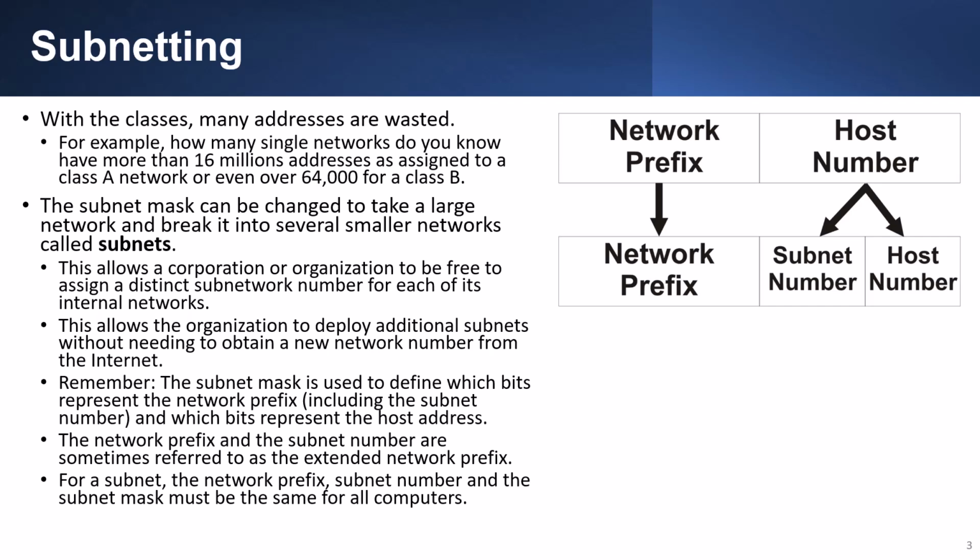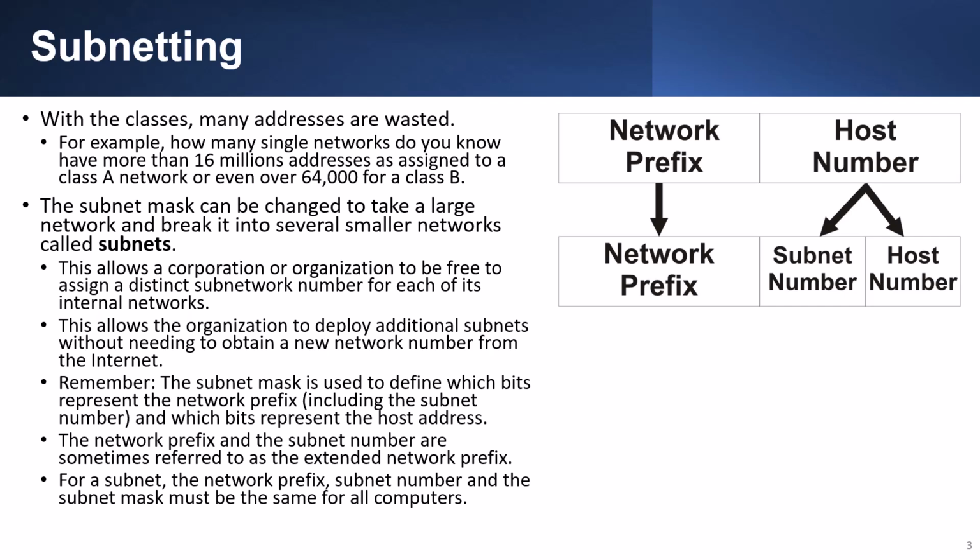With the classes, many addresses are wasted. For example, how many single networks do you know that have more than 16 million addresses, as assigned to a Class A network, or even 64,000 for a Class B? The subnet mask can be changed to take a large network and break it into several smaller networks called subnets. This allows a corporation or organization to assign a distinct subnet number for each of its internal networks. This allows the organization to deploy additional subnets without needing to obtain a new network number from the internet.